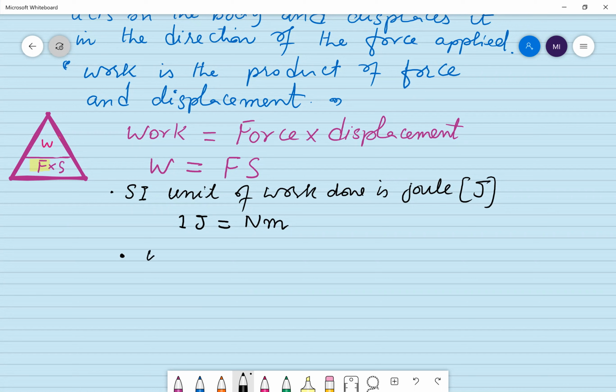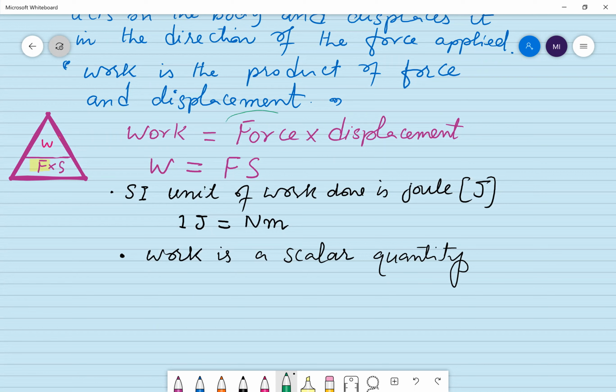Work is a scalar quantity. What does this mean? That it does not need any direction. Although work done involves force, which is a vector quantity, and displacement, which is a vector quantity, the work done by itself is a scalar one.